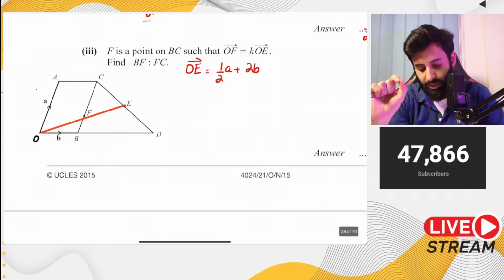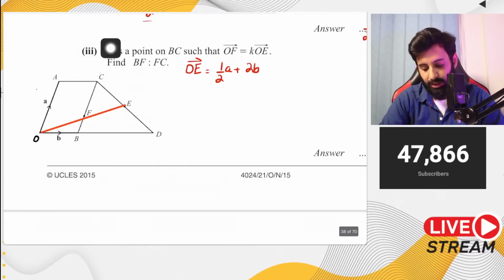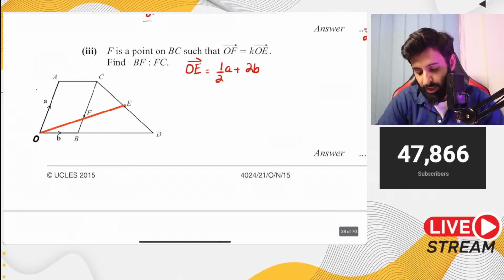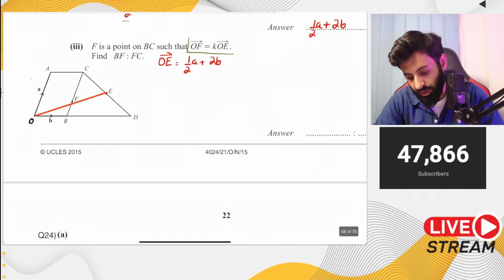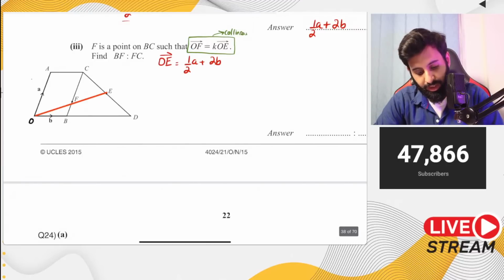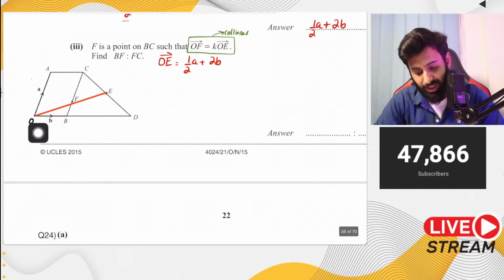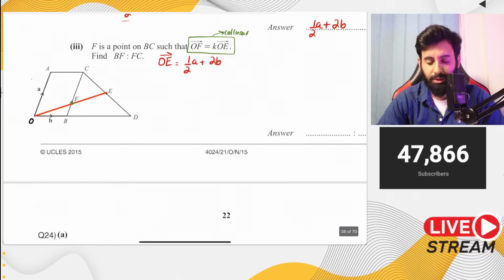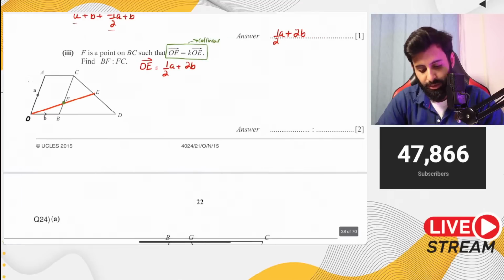So first thing that we're going to do is find out the value of K. Once we find out the value of K, only then will we be able to find out BF and FC. Now in order to find out the value of K, we need to first realize that these are collinear, because vector OF is K times vector OE. They may not look collinear even if you join them, but if the question says so, then they are collinear. That is why the question usually mentions that the diagram is not drawn to scale.